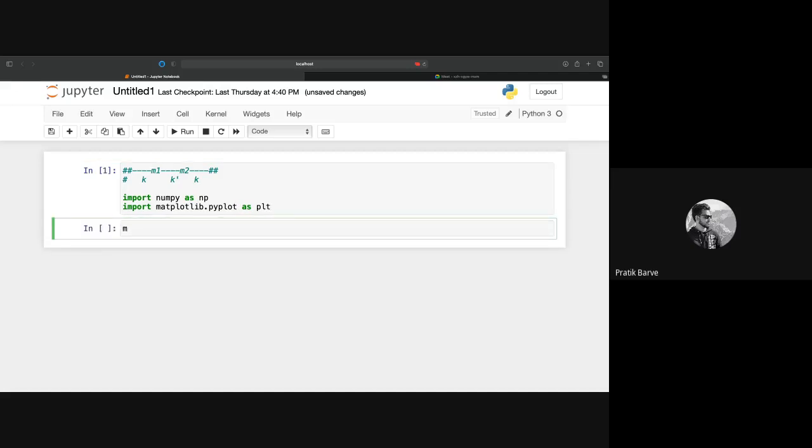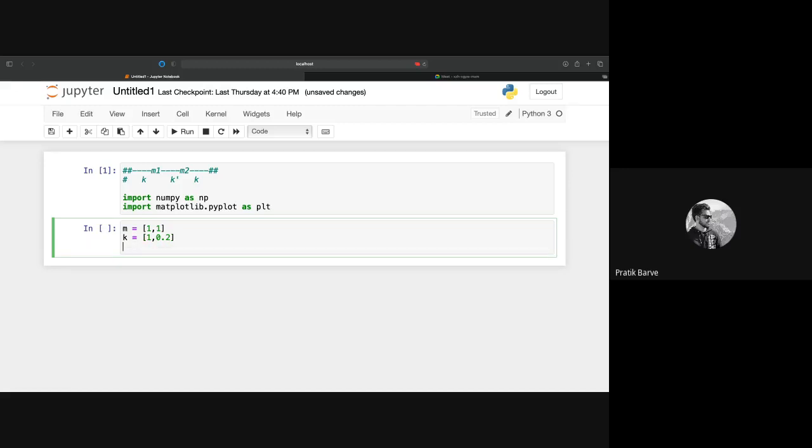So we'll start with our mass. I'll make a list of masses. We have two. Let's take the same for now. Then we have k values. So we just have two k values, k and k dash. So let's make a list of that. If our k is 1 and k dash, let's say it's 0.2 for this case, then we'll take dt, say 0.01.